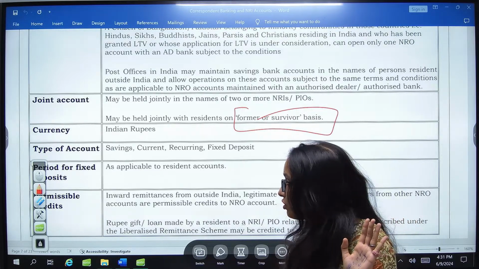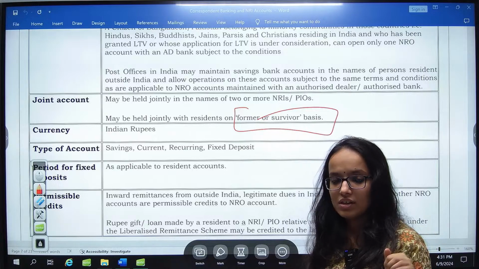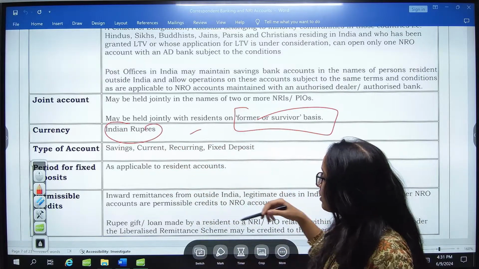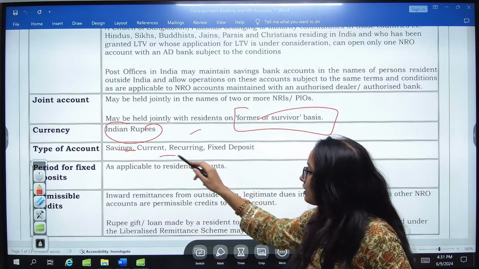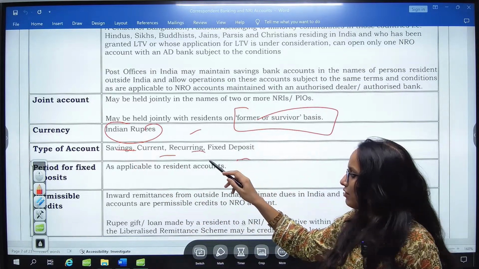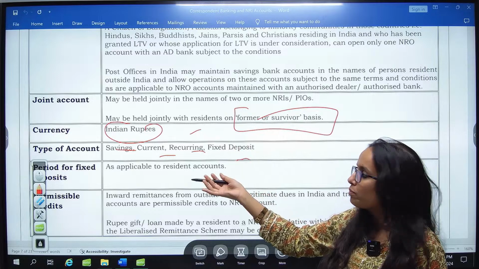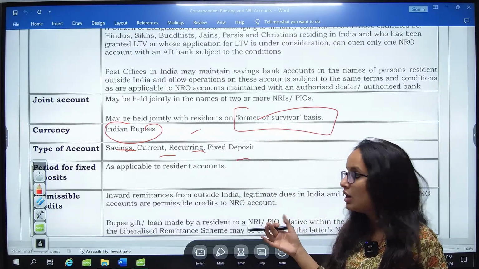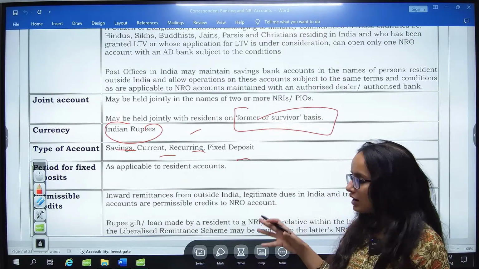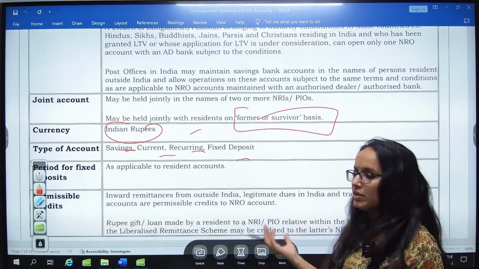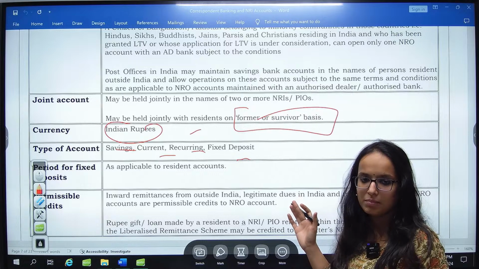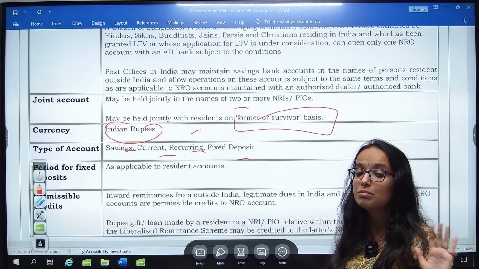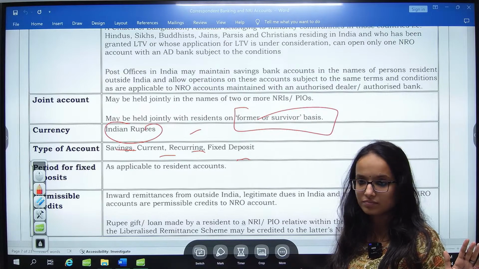Clear? After your demise, same provision. Then currency, of course, Indian rupee. Type of account: it can be saving, current, recurring or fixed deposit. As you have seen, post offices are allowed to open a saving account for an NRO account holder, right? So it can be a saving account, current account, recurring deposit or fixed deposit, any one of them. Remember, unlike the FCNRB, which has to be a term deposit only, right?